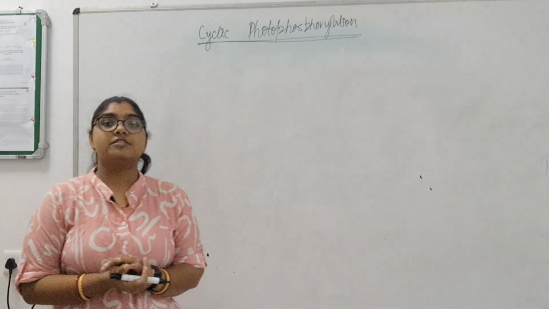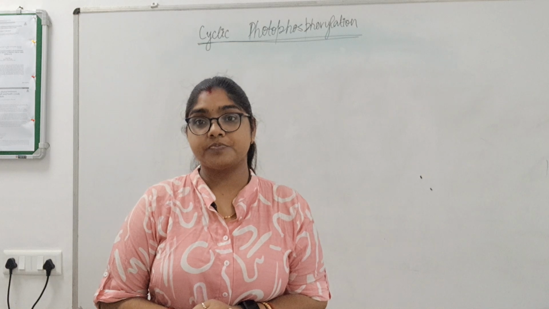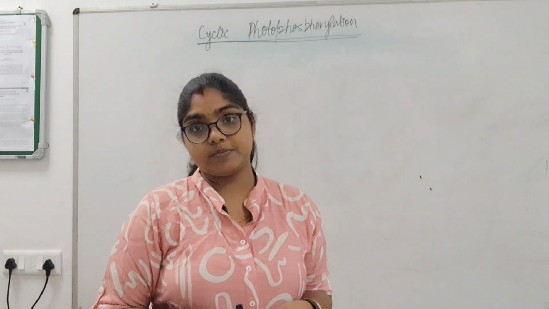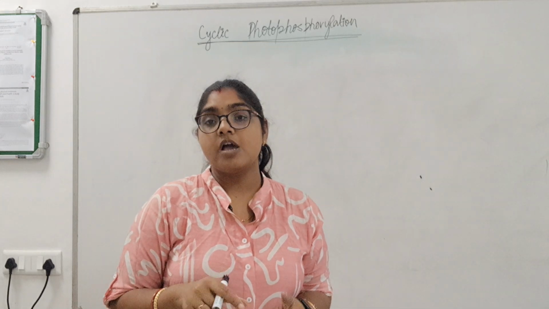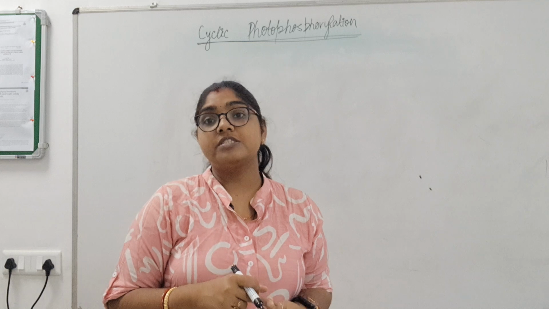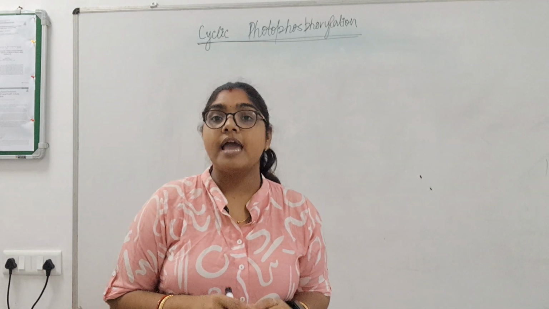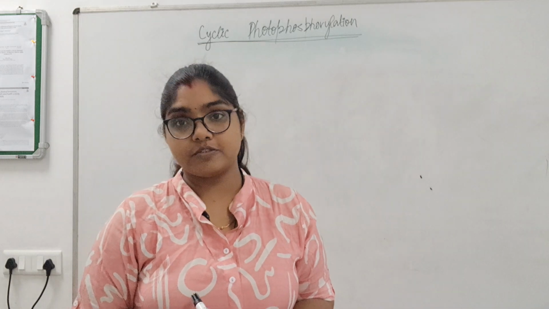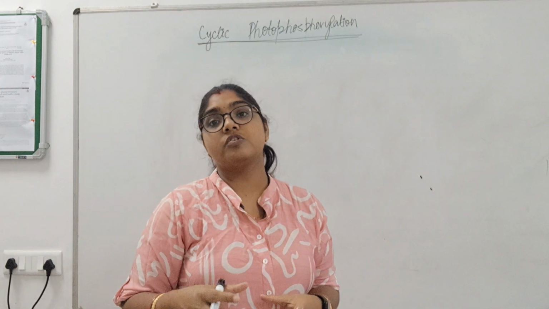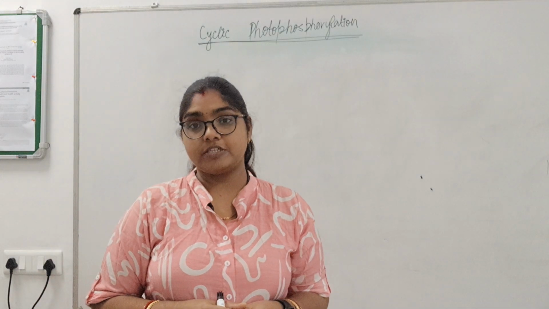Hello everyone. So today we are going to discuss cyclic photophosphorylation. In the last session we discussed that the photosynthesis process takes place in two parts: the light reaction and the dark reaction. Light reactions take place in two pathways: the non-cyclic pathway and the cyclic pathway. Light reaction is also known as photophosphorylation. That's why these are also known as non-cyclic photophosphorylation and cyclic photophosphorylation.